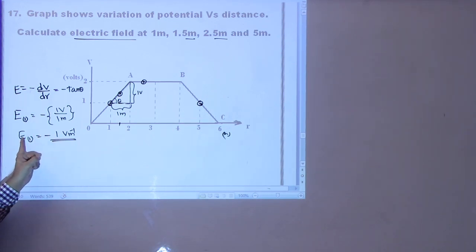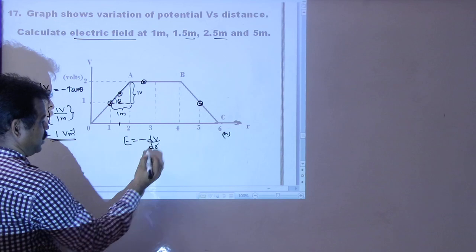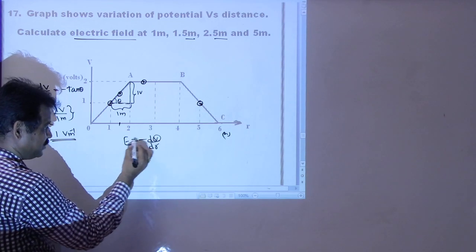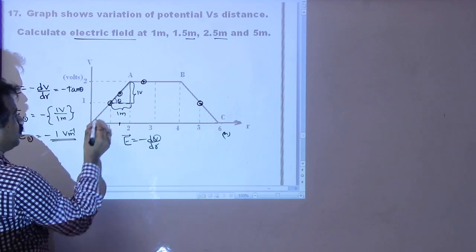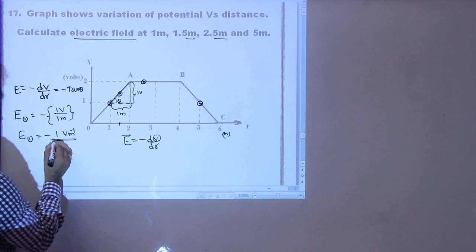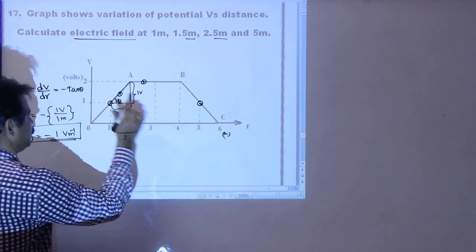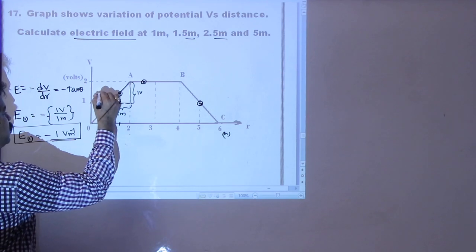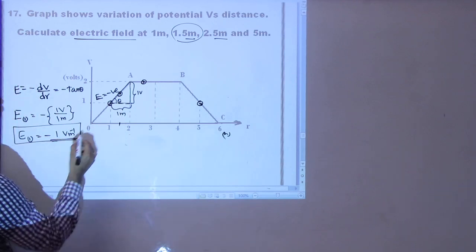So this is the electric potential at point 1. Here you can see the electric field is negative. According to the formula E is equal to minus dV by dr, potential decreases in the direction of the field. Here, if you move from 0 to 2, the potential is increasing. So potential increasing means the field is negative. That's why the electric field at point 1 is negative. So here E is negative.